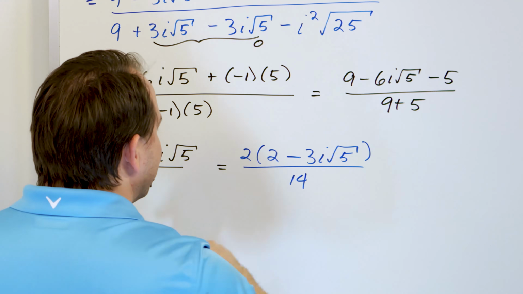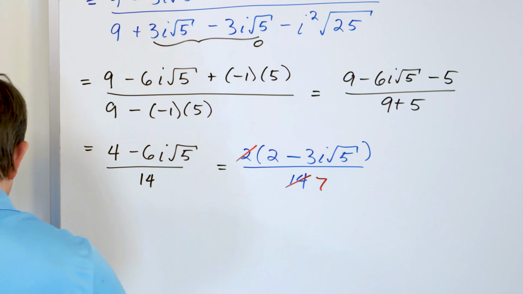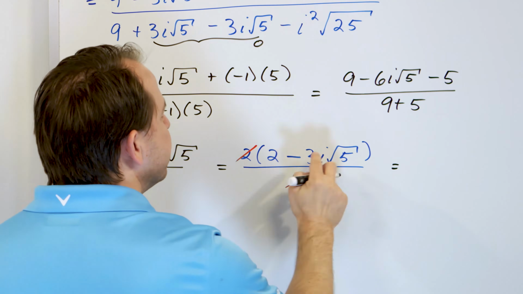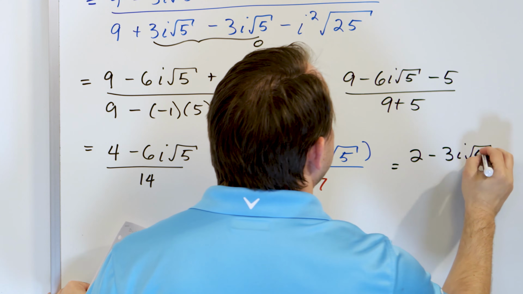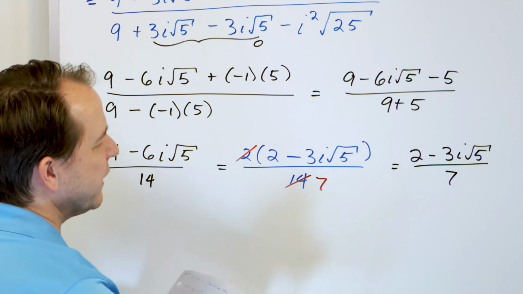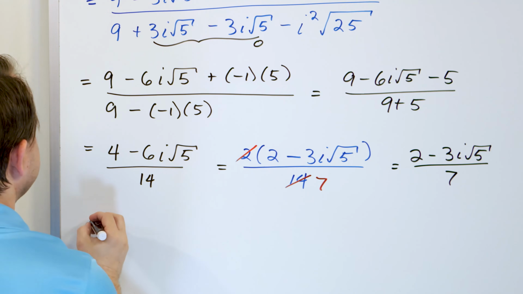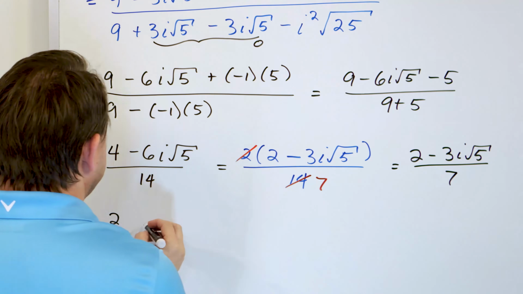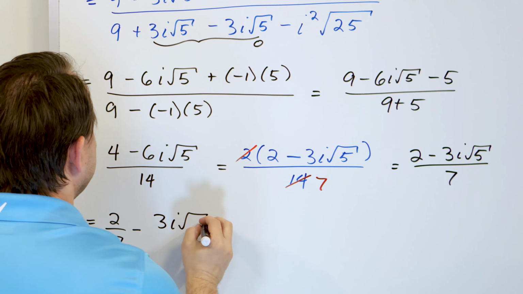Now that you have the 2 pulled out, you can say 2 divided by 2 is 1, 14 divided by 2 is 7. So then getting closer to the answer, what you're going to have is 2 minus 3I root 5 over 7. And now that you've done all the simplification, you want to break this up into a real and imaginary part. So what you can say is 2/7 minus sign from here. And then let's write it on the top as 3 times I times root 5 over 7.